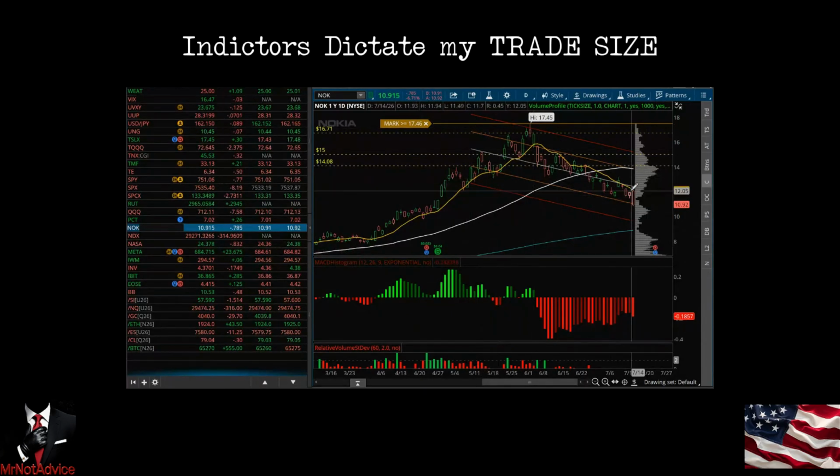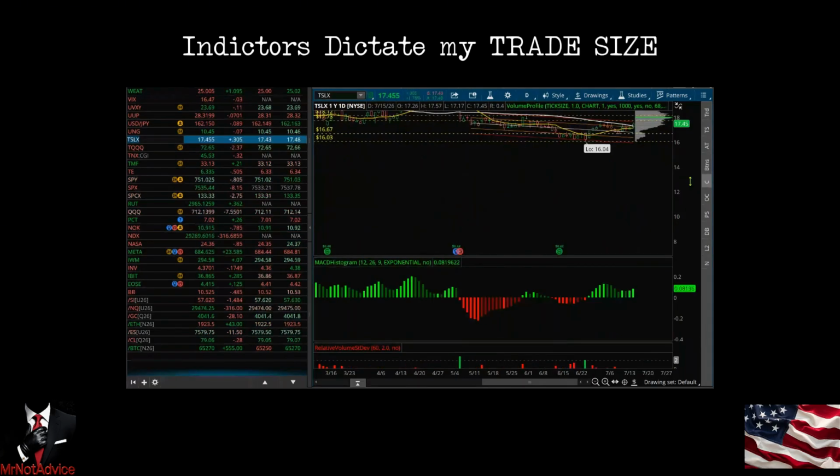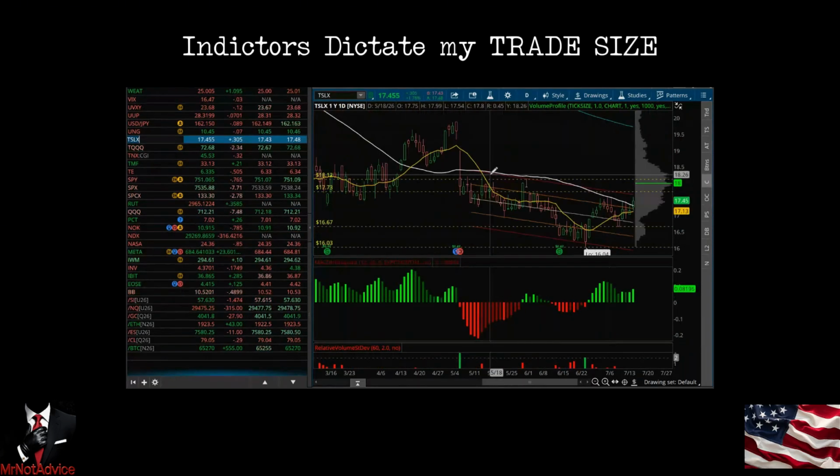Okay. So how far do I think Nokia can go? Well, it's going to go all the way down to here just based off this indicator. I know that bots and algos are going to step in and play a reversion to the mean trade, which is this white line. Tesla definitely trades between the two.